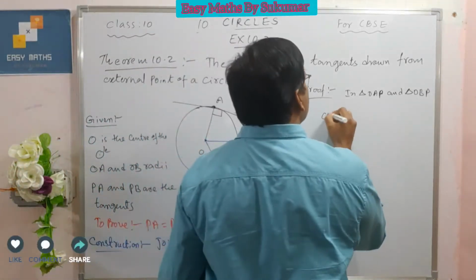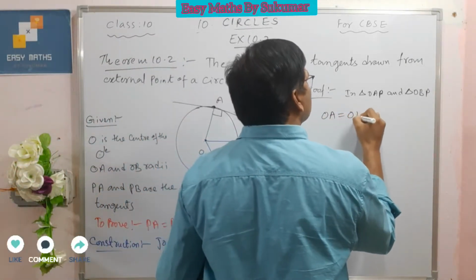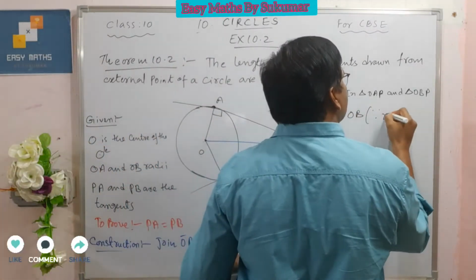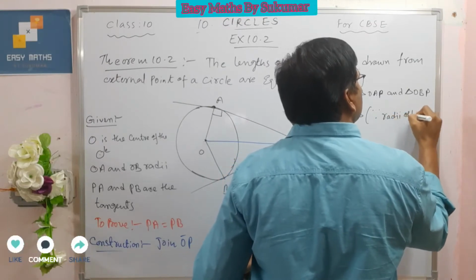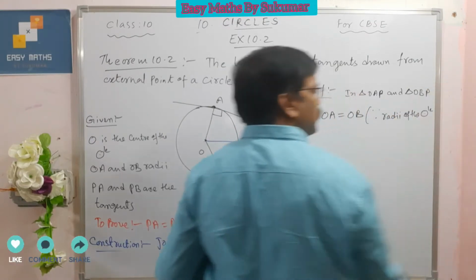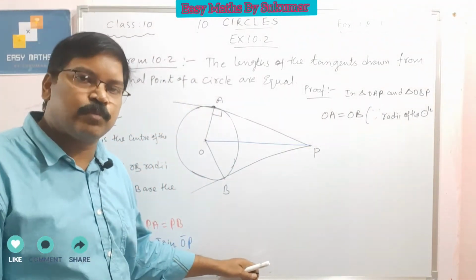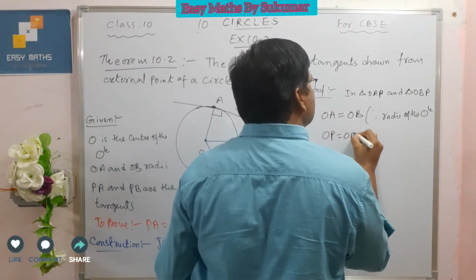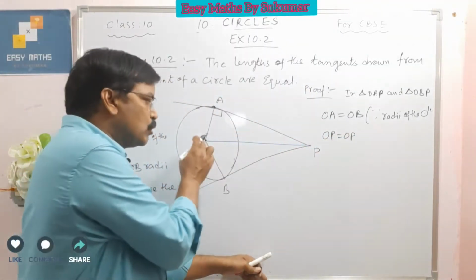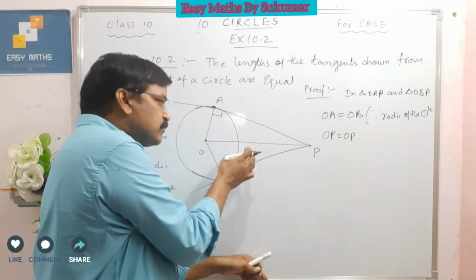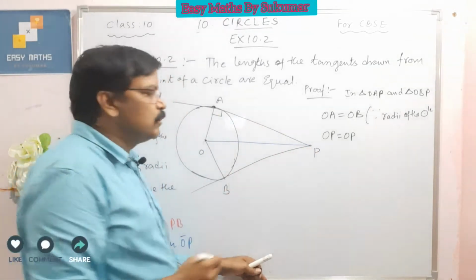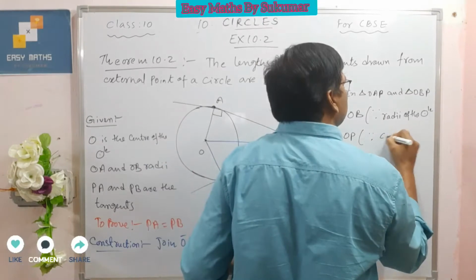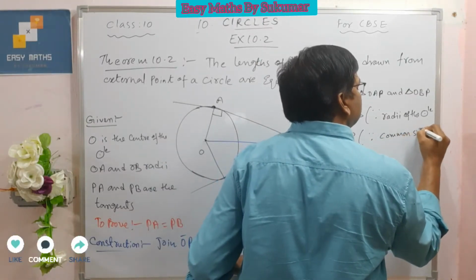Okay. So the first step here I am taking is OA is equal to OB, since OA and OB are the radii of the circle. And next, my dear students, OP is the common side for both triangles, triangle OAP and triangle OBP. So OP is equal to OP. In both the triangles, this is the common side.